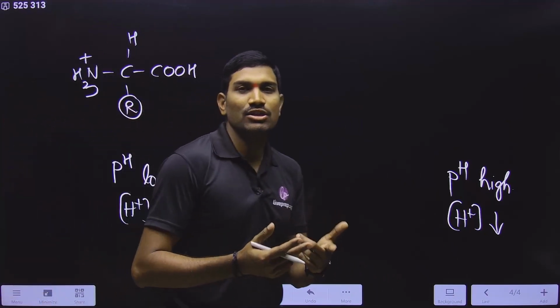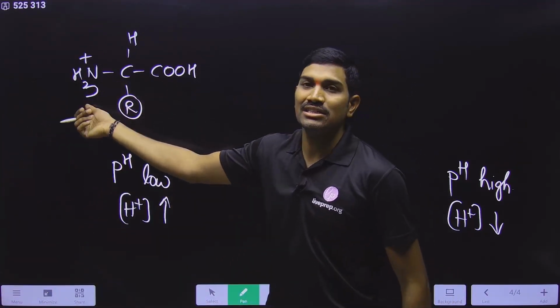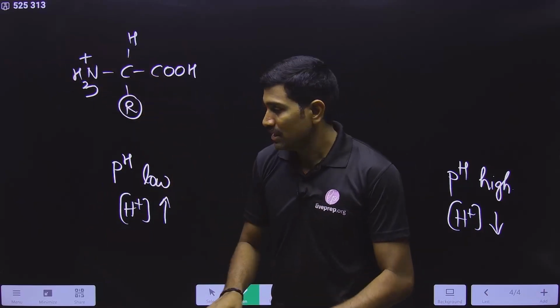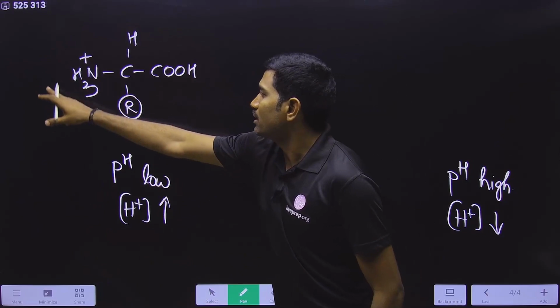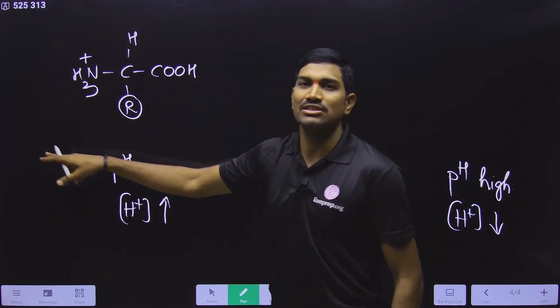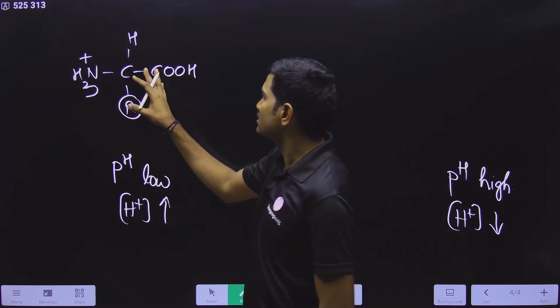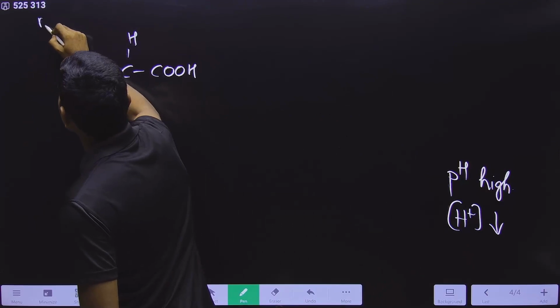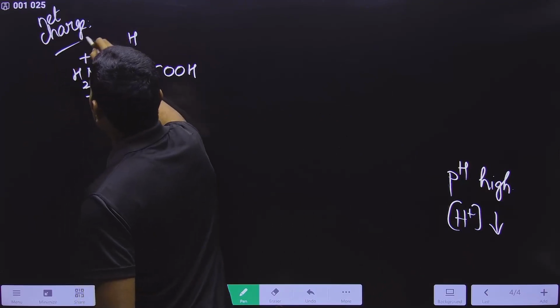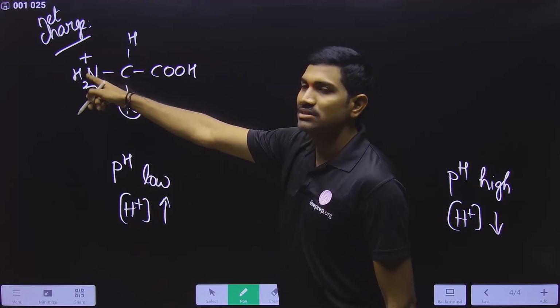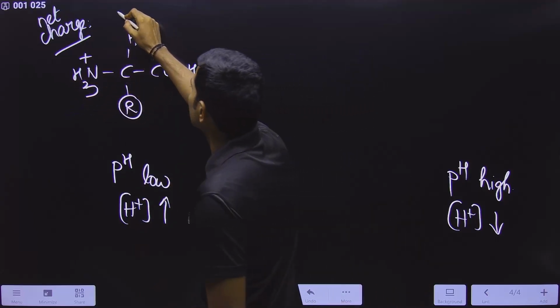If H plus is attached, now what happens? It will become NH3 plus. That means in the solutions where pH value is very less, what is the structure of amino acid? This is the structure of amino acid. And in this structure, what is the net charge of amino acid? Here it is plus. It is the plus 1.